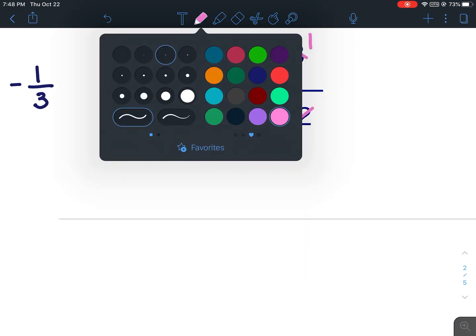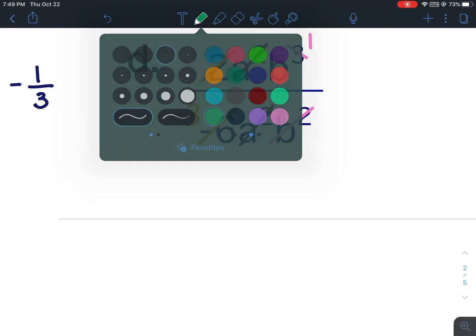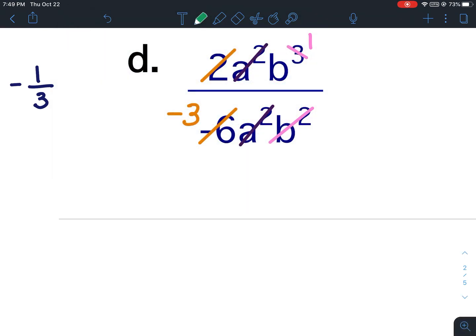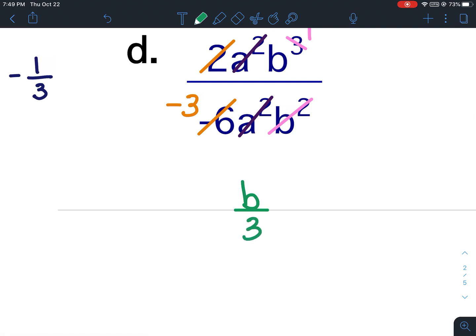All right, so now for my final answer, in the numerator, the only thing that's left is b to the first, which I don't need the 1. In the denominator, the only thing left is -3. So I'm going to move the negative out front. So negative b over 3 is my final answer.